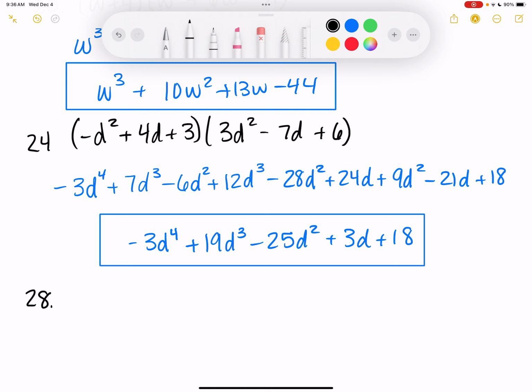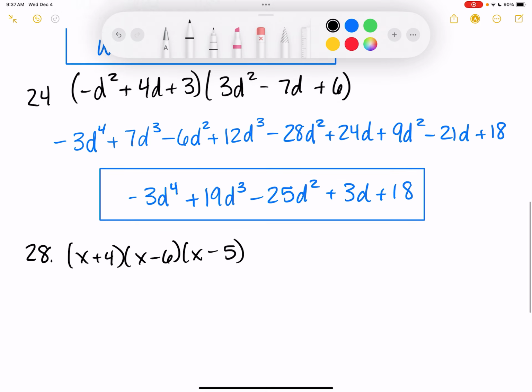All right, we're still multiplying, but now we're multiplying 3 binomials. So I've got x plus 4 times x minus 6 times x minus 5. I feel like I saw this last chapter and got it wrong. A lot of this stuff kind of comes up in other ways. I know y'all have superfoiled before. What is superfoiling? It's just what I call something like this, where you're multiplying every piece in there.